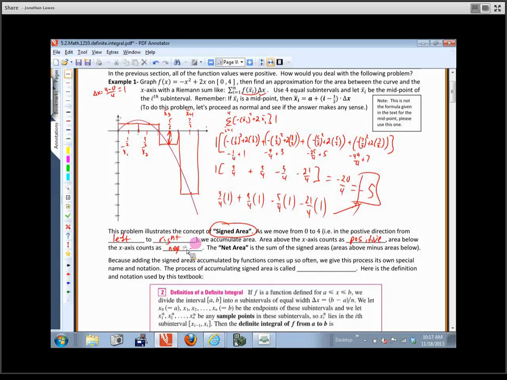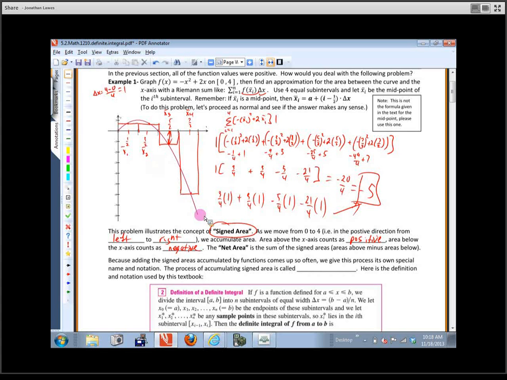Whoops, if I can spell right. Okay? So we call this the net area. So these two counted as positive areas, these two counted as negative areas, and when we put all of those together, we get what we call the net signed area, or just plain old net area. Now, if you look at this, just eyeball this, doesn't it look like we accumulated a little bit of positive signed area and a whole bunch of negative signed area?